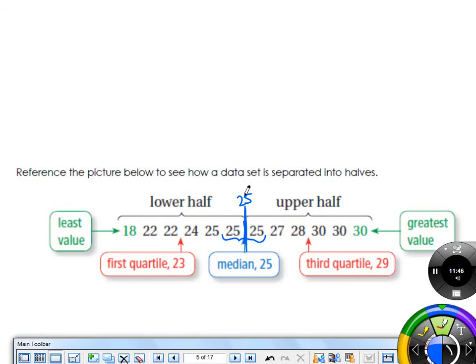Okay? So then when we look at this half of the data, it has 6 pieces in the lower half. So again, there's no distinct middle. But these two would be the middle pieces, and if you average 22 and 24, you get 23. So the first quartile is a number between these, which is 23. Okay? Same thing over here, 6 pieces of data. 28 and 30 are the two middle pieces of data. If you averaged them, you would get 29. So again, your third quartile isn't an actual piece of data. It's a number in between them, so it's splitting them up.